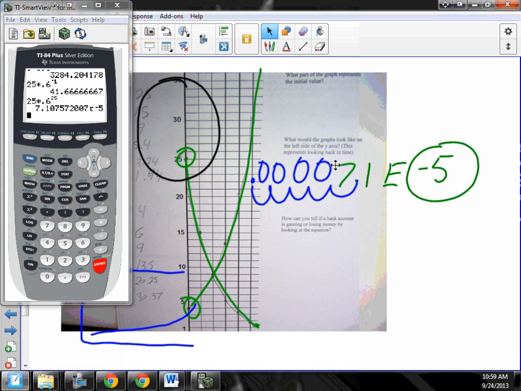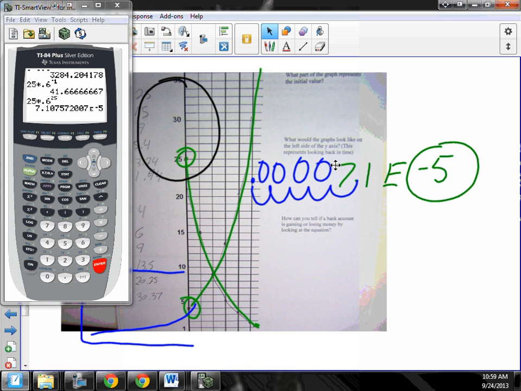Okay, so the last question. How can you tell if a bank account is gaining or losing money by looking at the equation, not the graph? The graph is easy. It's either going up or it's going down. How do we tell if an equation is going to go up or down? No, not negative and positive.